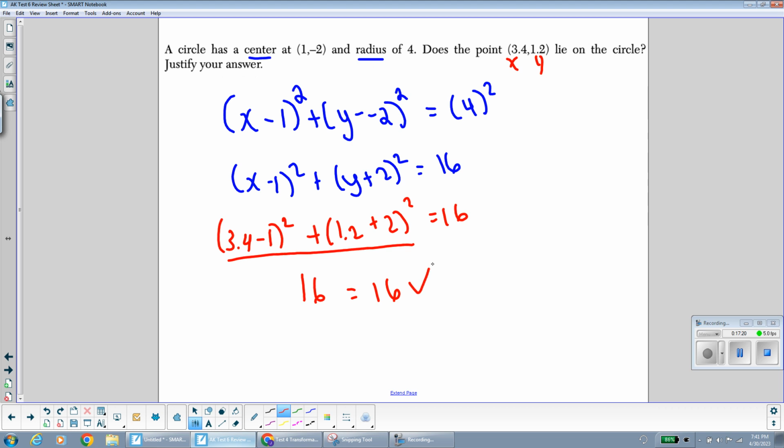16 is equal to 16. That is a true statement. So yes, this point does lie on the circle, and our work here justifies it. When we take our equation and we plug the point into the equation of the circle, we get a true statement. So the point does lie on the circle. The answer is yes.